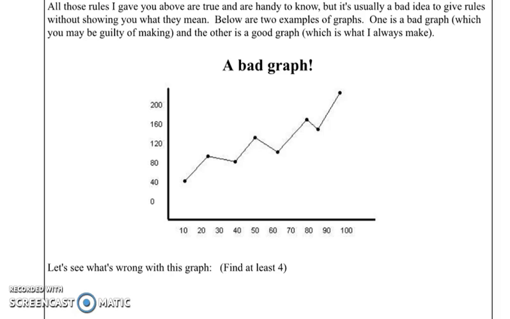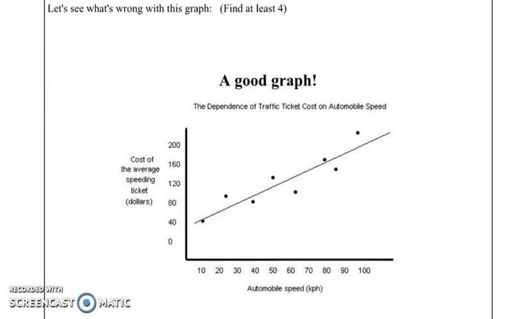It doesn't help us. I do think a couple of things they did do right is that these are all in the same increments. Whatever this axis is, it's going up by 10 every time. Whatever this axis is, it's going by 40 every time. That is good. It looks like they used the whole graph. So they did some good things, but some bad things. Let's see an example of a good graph.